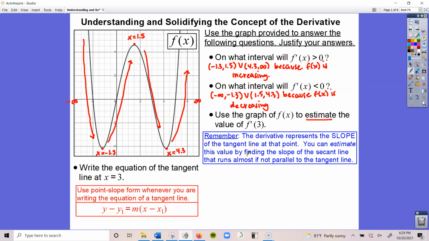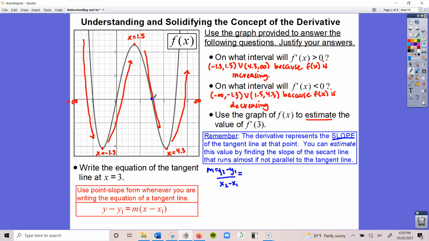We can estimate this value by finding the slope of the secant line that runs almost, if not exactly, parallel to the tangent line. So the secant line, remember, is a line on the graph that crosses your function at 2 points. If I want to estimate the derivative at x is equal to 3, I would pick 2 points on either side because I'm going to end up using my slope formula. Remember that slope is y2 minus y1 over x2 minus x1.